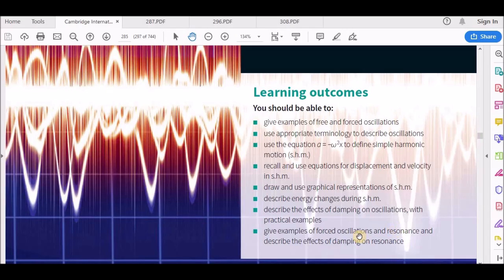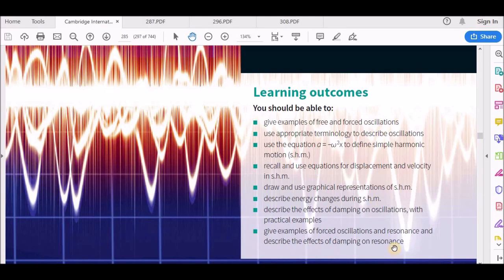But in the case of the swing, if your forced oscillation is equal to the natural oscillation of the swing, the swing will oscillate with maximum amplitude. Then we get what we call resonance. And describe the effects of damping on resonance. So we will see these details. What you have to remember is when the frequency of the forced oscillation is equal to the frequency of the natural oscillation of the object, then you will get resonance. Resonance occurs when the body or object vibrates with maximum amplitude.